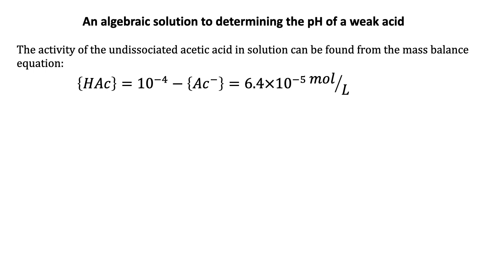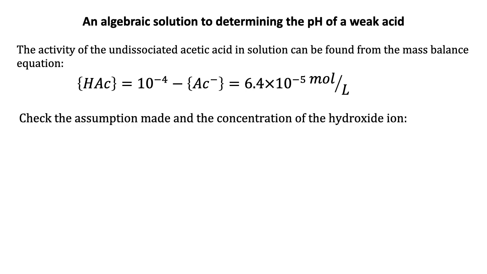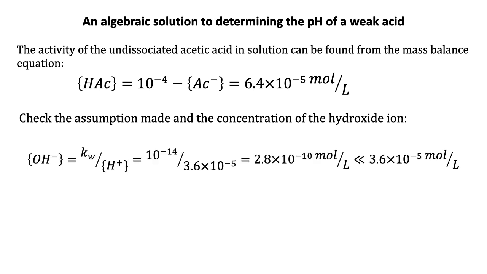Recall that we wanted to find out the pH of the solution and all the dissolved species in solution, so that the concentration of the HAC, the total concentration, 10 to the minus 4, minus the concentration of the AC-, gives us a value of 6.4 times 10 to the minus 5 moles per liter for the concentration of the HAC. We want to check and make sure that the hydroxide ion concentration is relatively low.